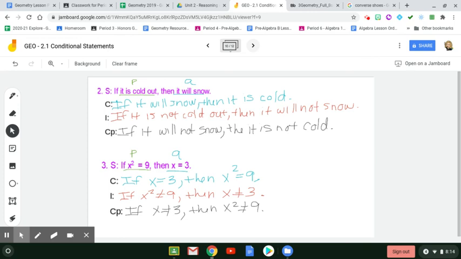And then finally your contrapositive. So again, take your converse, your flip-flop, and negate it. So if the angles are not adjacent, then angle A and angle B are not supplementary.